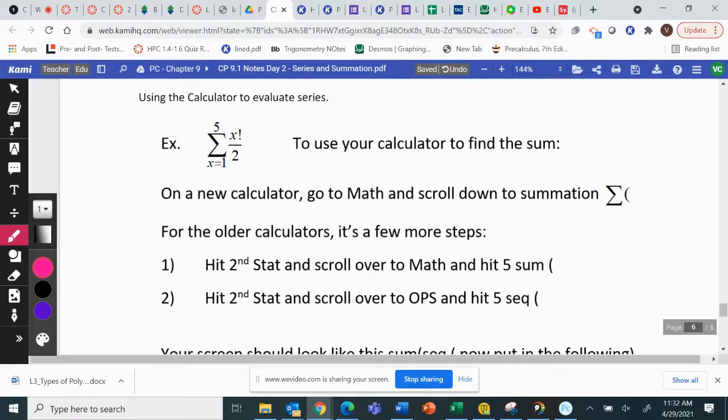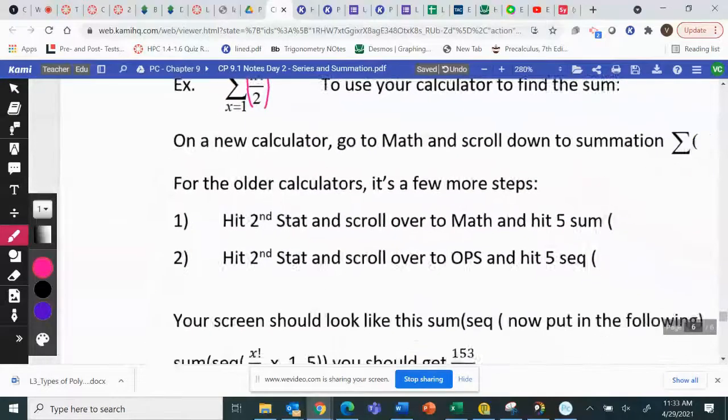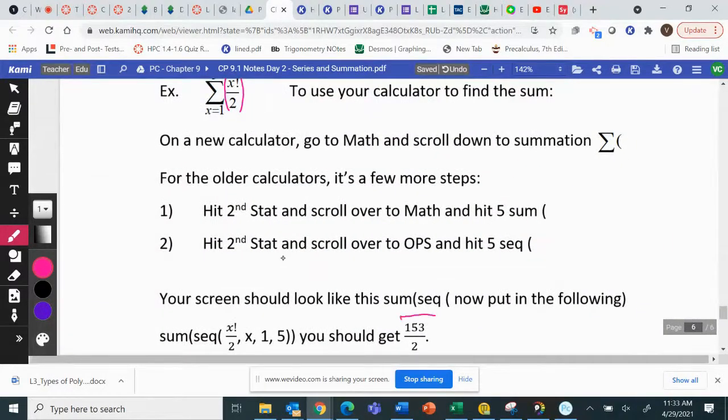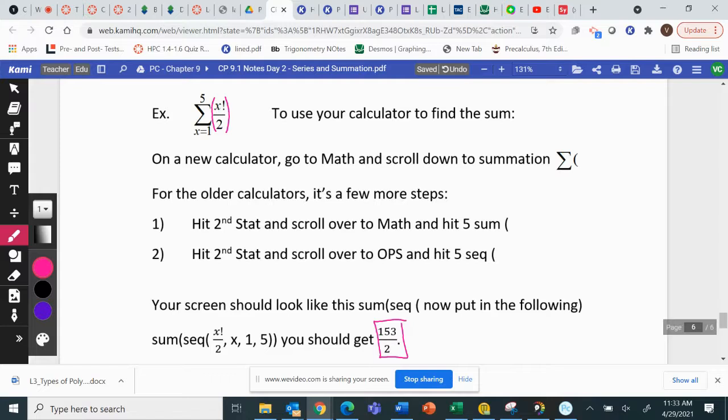Mm-hmm. All right, using your calculator. We are going to use our calculator to evaluate the sum where x equals 1 through 5. The formula is, and I'm going to put an extra parenthesis in, x factorial divided by 2. So we're doing our calculator. The answer is already written here. The answer is 153 halves, 153/2. But there are 2 different ways to do it because of which calculator you have. Who in here has the older calculator with the yellow button, the 83?